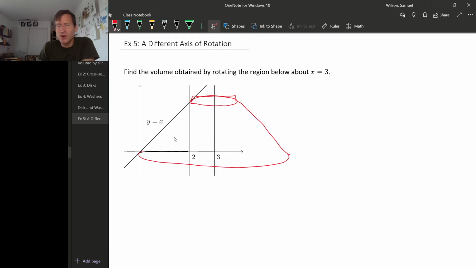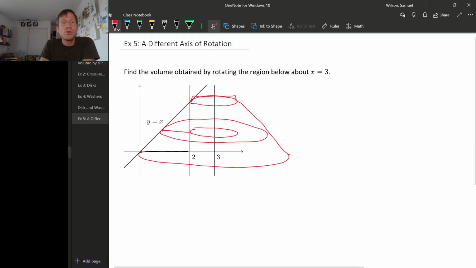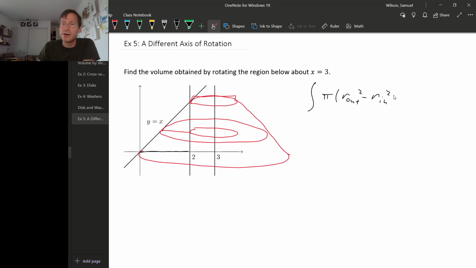So if we sliced this vertically, we get some pretty funny shaped cross sections. But if we slice this horizontally, we get just washers, or big circles with circular holes cut out of the middle. So here's a typical cross section. There's the inside circular hole, and then here's the big outside circle. So we know that we can just integrate the area of the big circle minus the area of the small circle. So that's pi times the outside radius squared minus the inside radius squared.